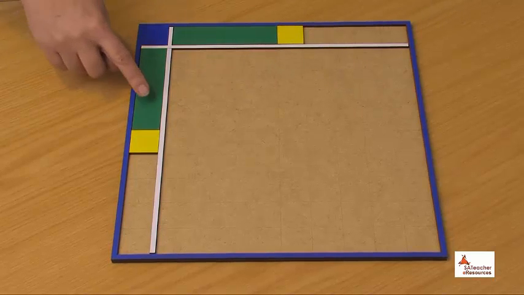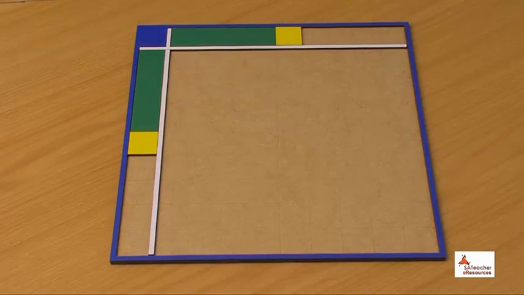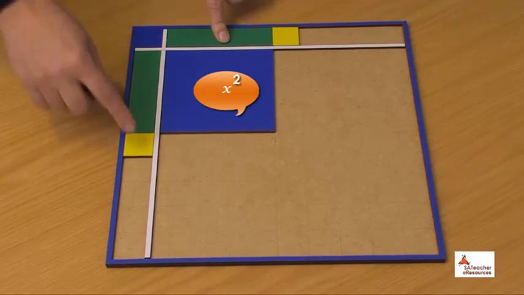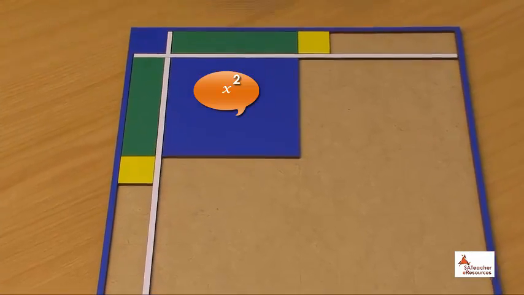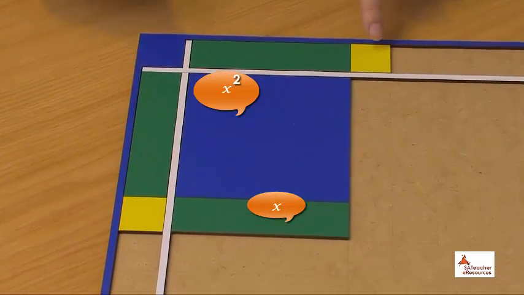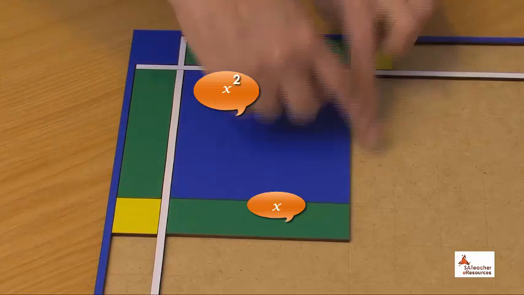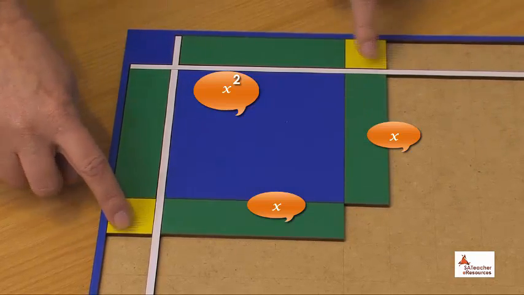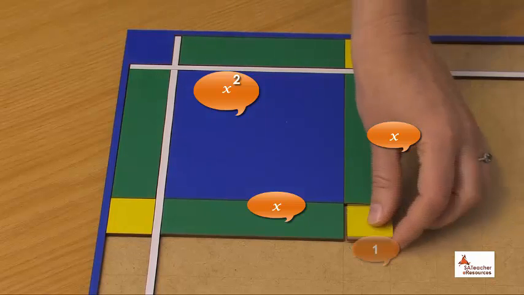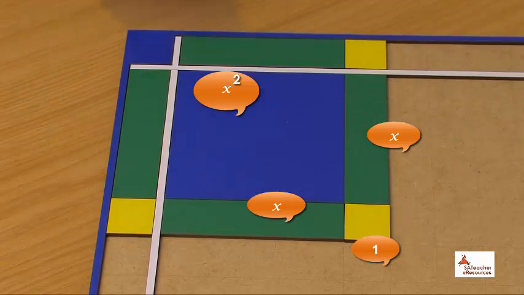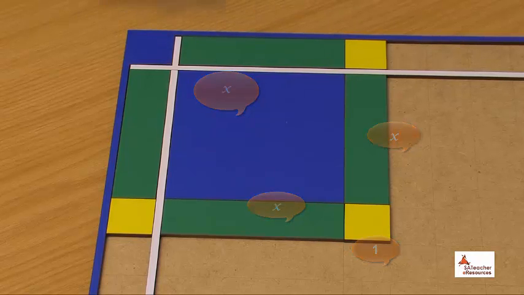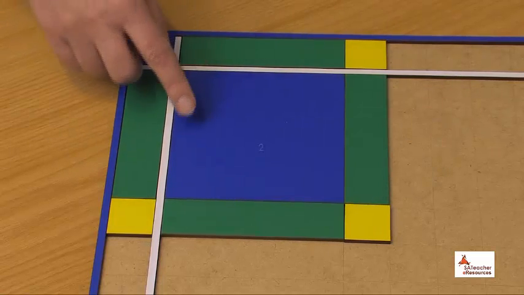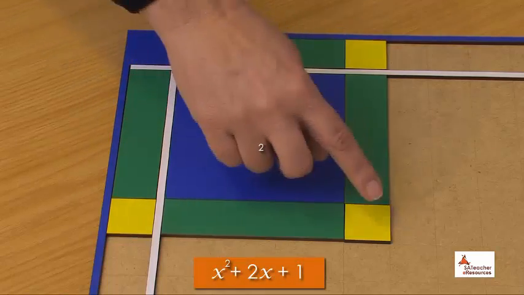So we're first going to say x multiplied by x will give us x squared. Then x multiplied by 1 is going to give us x. Looking here, x multiplied by 1 will give us x. And lastly, 1 times 1 equals 1. So in this case, it forms a square. So what is the answer? The answer is x squared plus 1x plus 1x plus 1. So the answer is x squared plus 2x plus 1.